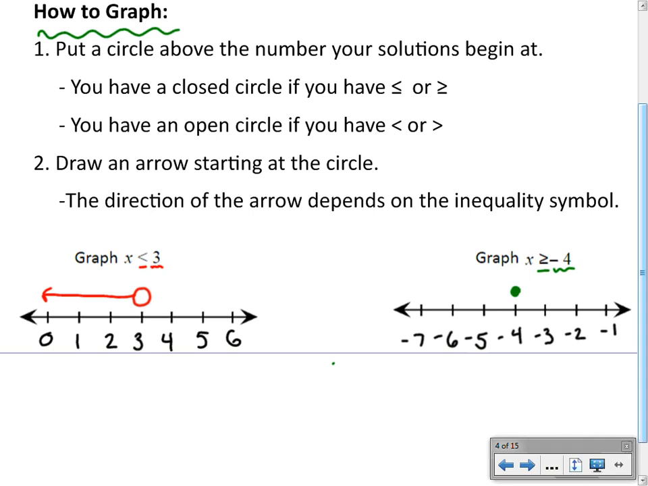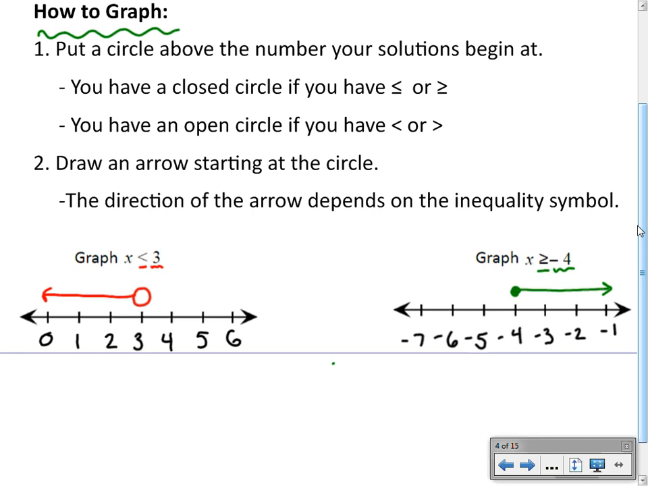And then we have to decide which way our arrow goes. So we want the x values that are greater than or equal to -4. The numbers that are bigger than -4 are to the right. So we're going to make our arrow go to the right. So this is an example of how you graph your solutions. Now this is what you're going to do at the end of your problems. We'll have an inequality that we solve, we'll get our solution, and then we'll graph it like this.